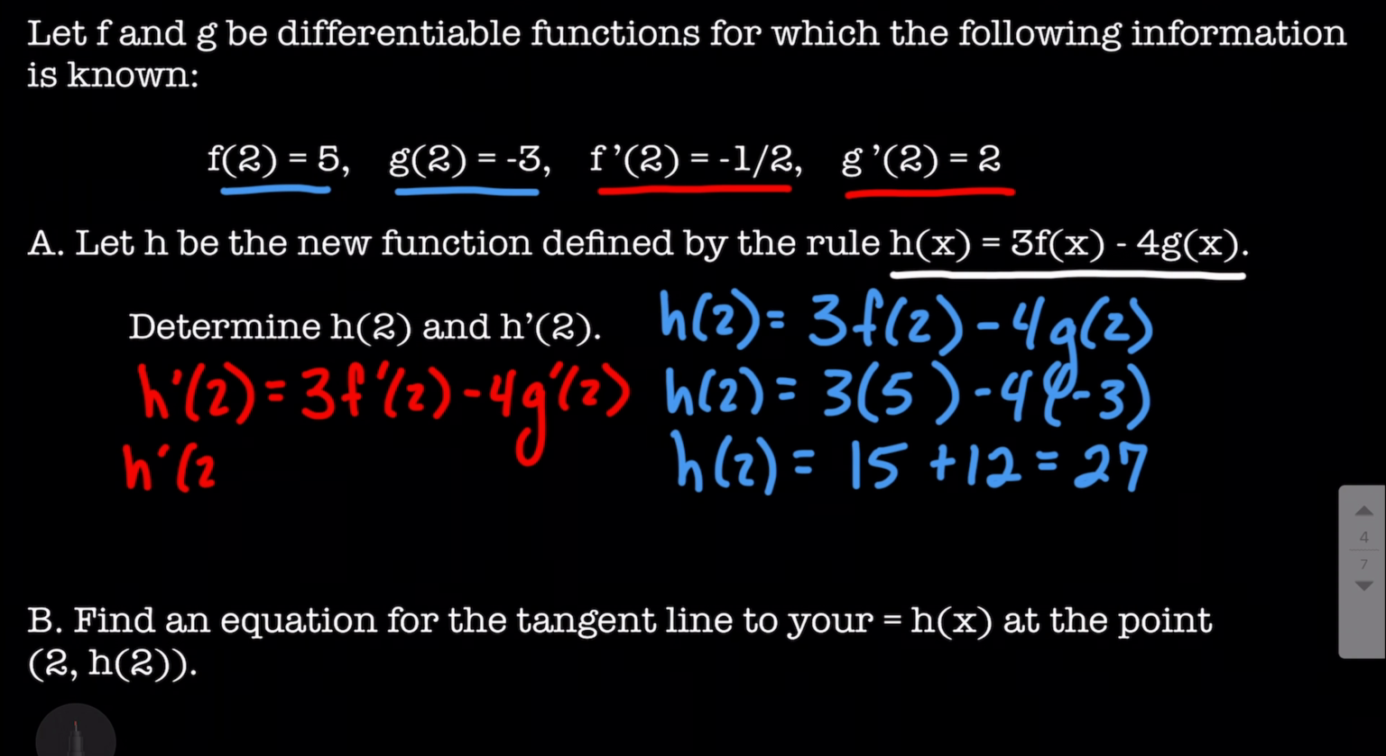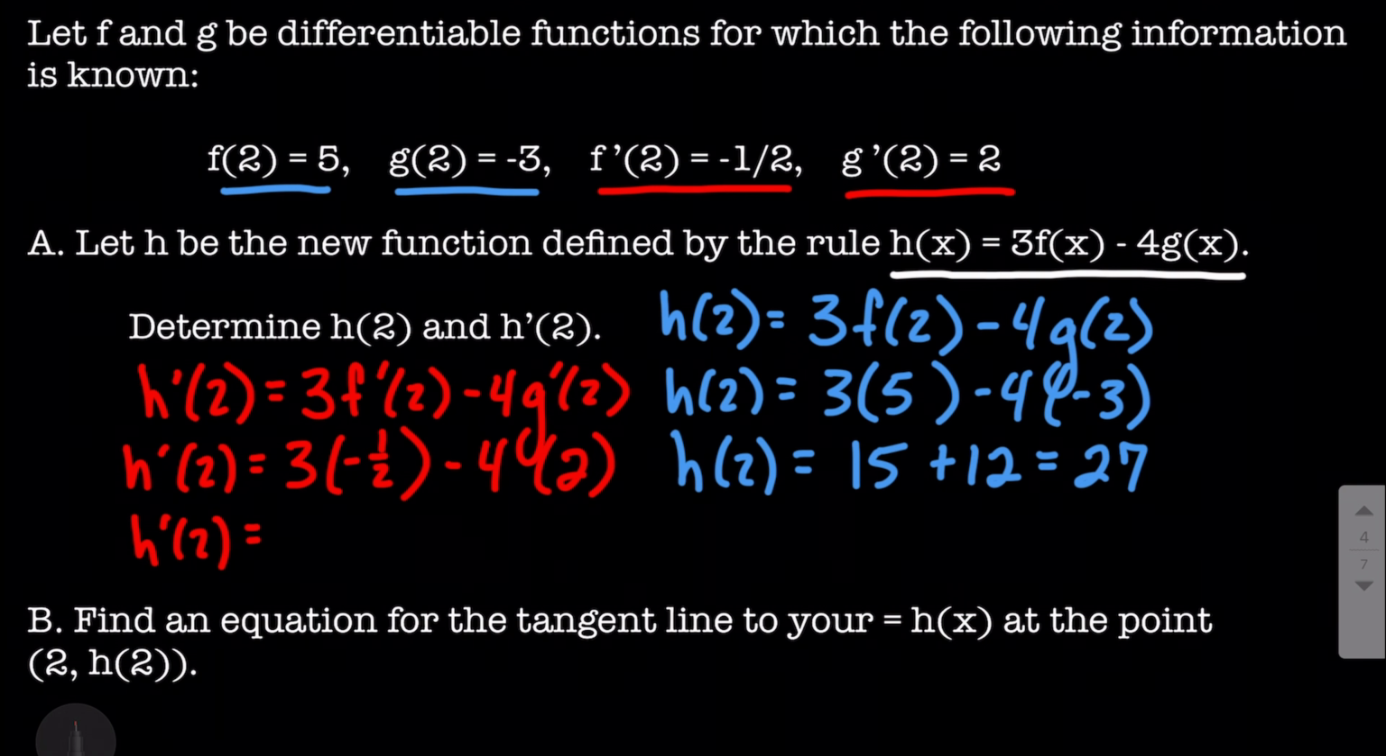So h prime of 2 is going to be 3 multiplied by negative 1/2, which gets filled in for f prime of 2, minus 4 multiplied by 2, which is g prime of 2. A little bit of simplifying down here. We're going to get h prime of 2 corresponding with, well, 3 times negative 1/2 is going to be negative 3/2 or negative 1.5. And then negative 4 times positive 2 makes negative 8. So as we combine these together, we're going to get negative 9.5. All right, so that takes care of part A.